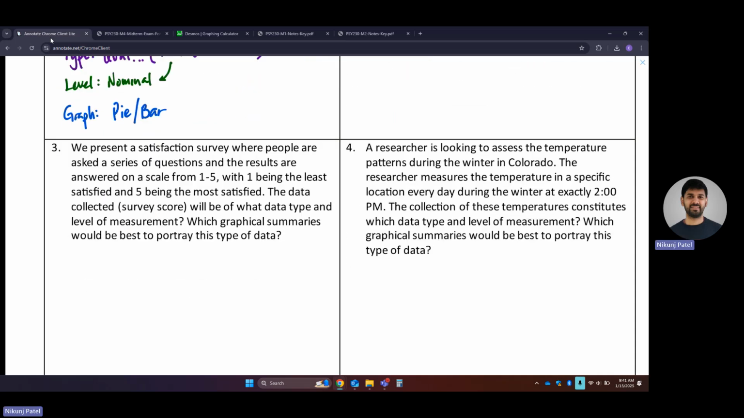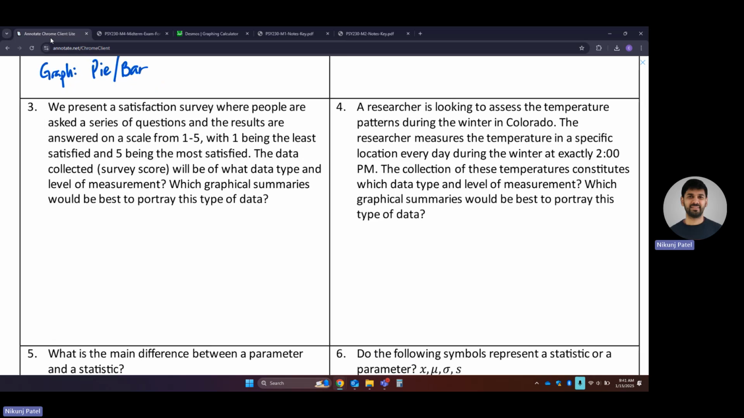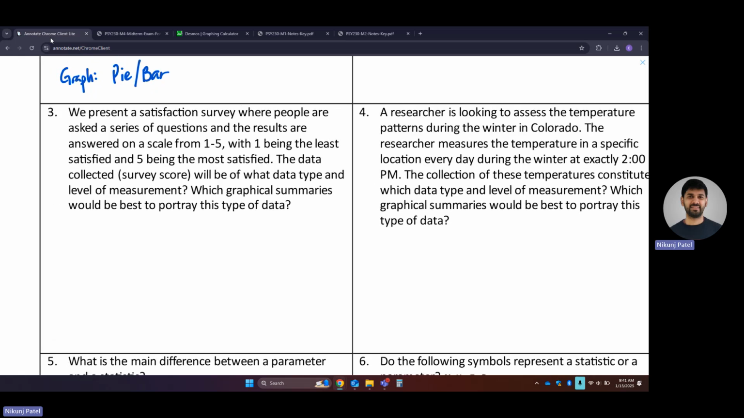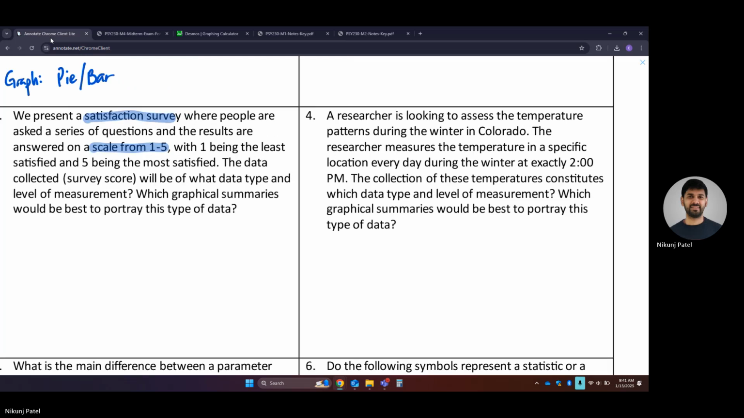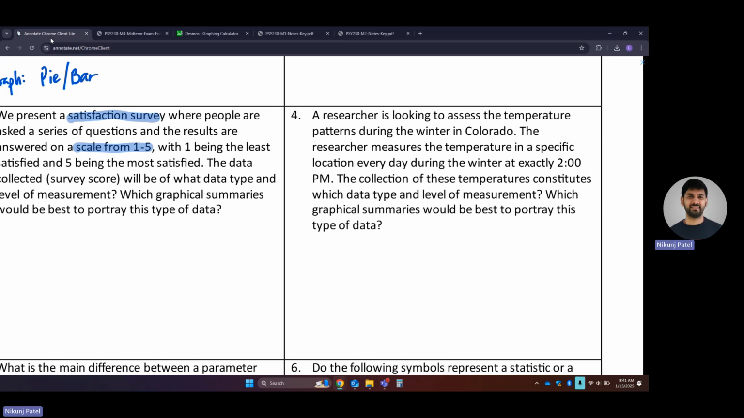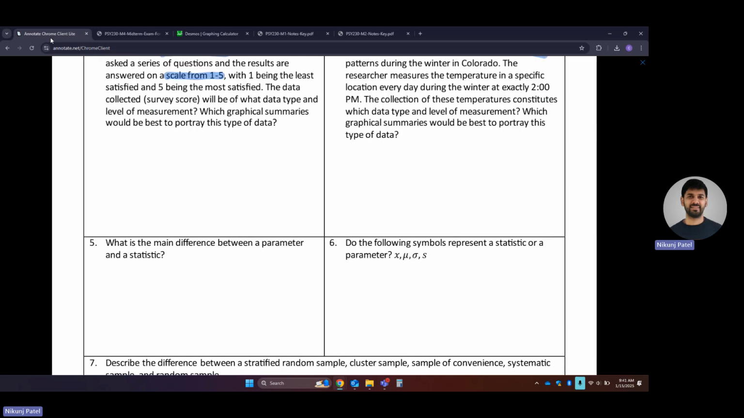Same thing for 3 and 4. 3 and 4 are also similar to number 1. So you can try those out as well. Where in number 3, you're being asked about a satisfaction survey, and they're answering on a scale from 1 to 5. Number 4 is asking about temperature, and so you can answer accordingly for number 4 as well. And again, you can check your key later on once I post it.